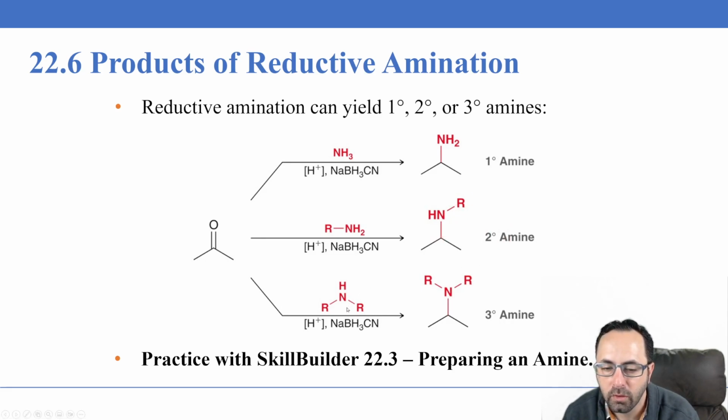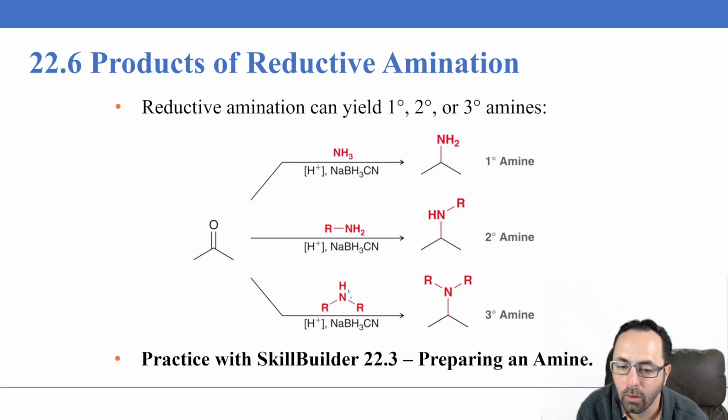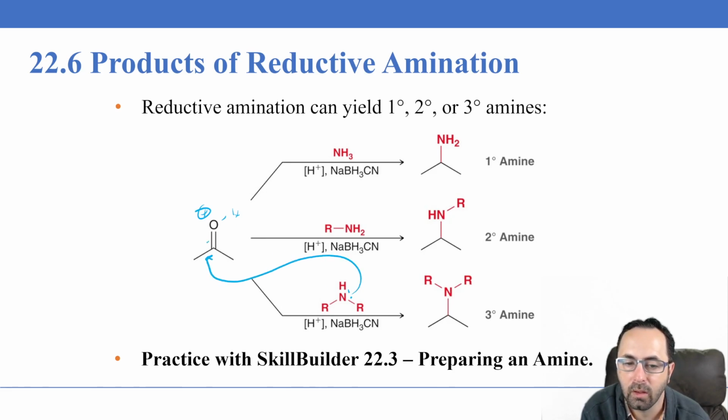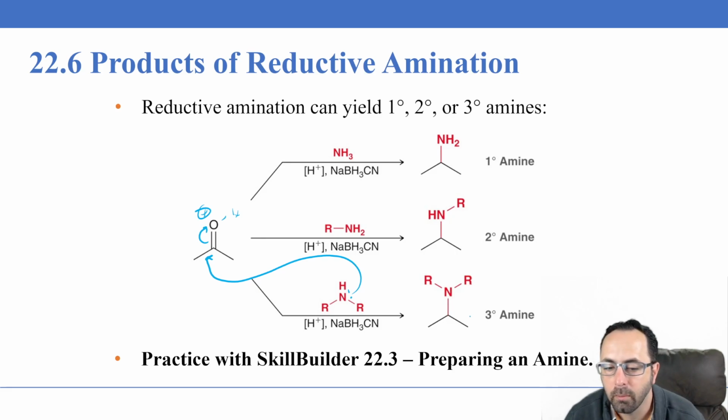If we want to produce a tertiary amine, we start with a secondary amine, and remember, that still is a nucleophile. It still has that lone pair, so after we protonate this carbonyl, we can do a nucleophilic attack. When this is protonated by the acid, it will do a nucleophilic attack and produce the iminium, which we then reduce with the sodium cyanoborohydride to produce a tertiary amine, because the nitrogen was already attached to two carbon atoms. Now it's attached to a third.